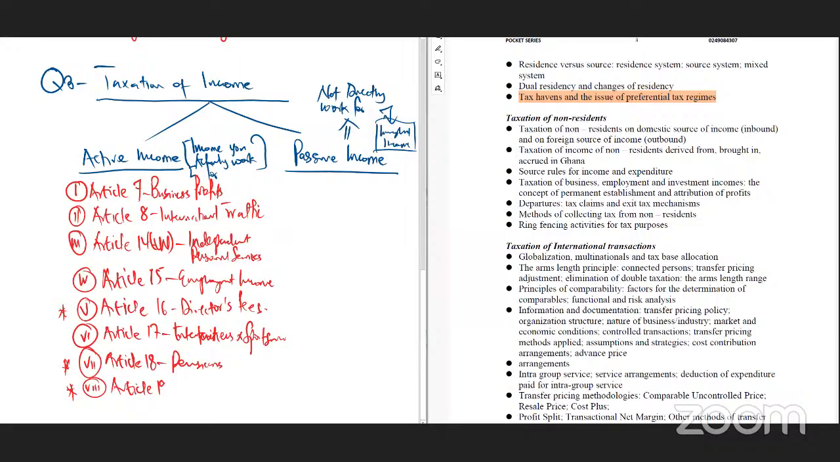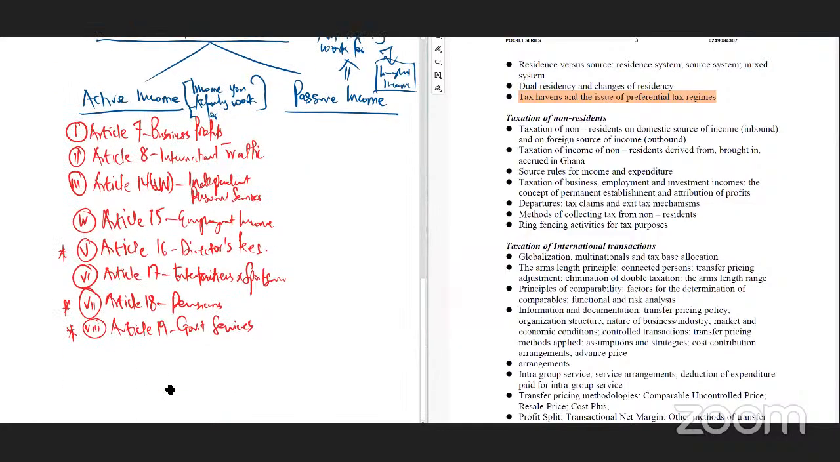So we have Article 19, which is government service. I'm giving you anything that is active in nature, government service. When you work in the employ of government, like you're a government official, you can use these articles. Then we have what?